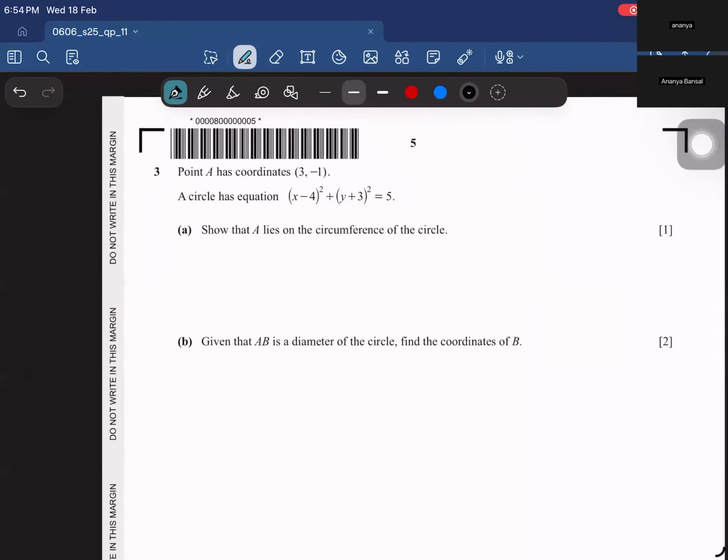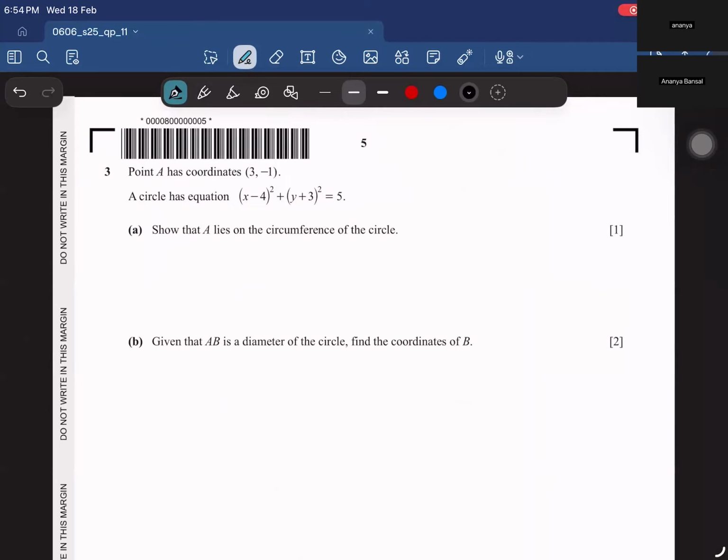Question 3 says, point A has coordinates (3, -1). A circle has the given equation. Show that A lies on the circumference of the circle. Since this is a show that question worth only 1 mark, the solution is pretty straightforward. You've been given the circle's equation in terms of x and y, so you substitute in the x and y values. (3 minus 4) squared plus (-1 plus 3) squared.